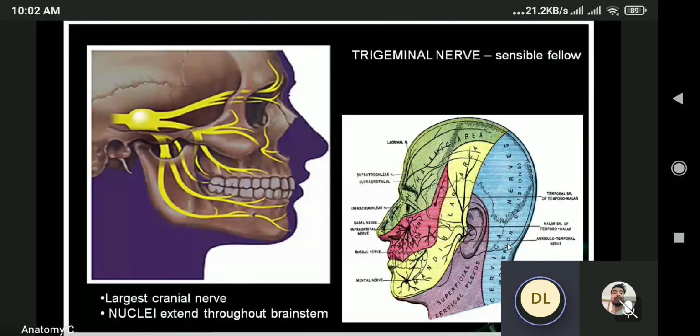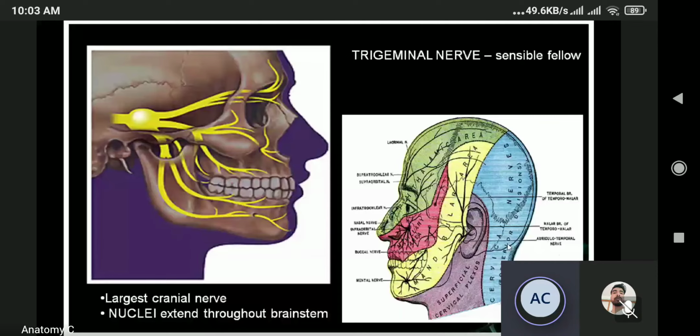The next one is the trigeminal nerve. The fifth cranial nerve is the trigeminal nerve, and this is the largest cranial nerve. The nuclei of the trigeminal nerve extend throughout the brainstem. Now, can you name what type of nerve the trigeminal nerve is? Mixed. It consists of both motor and sensory fibers.